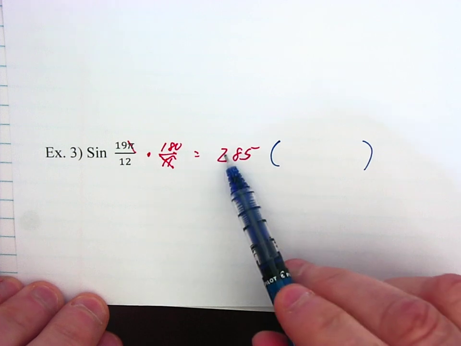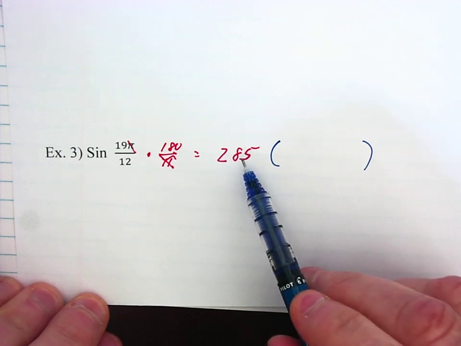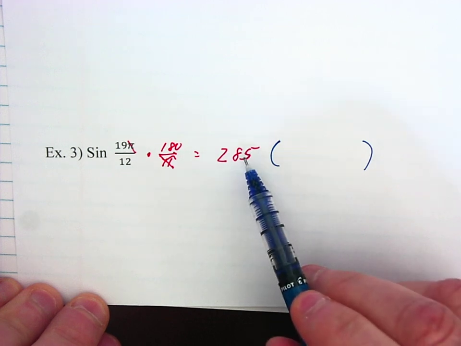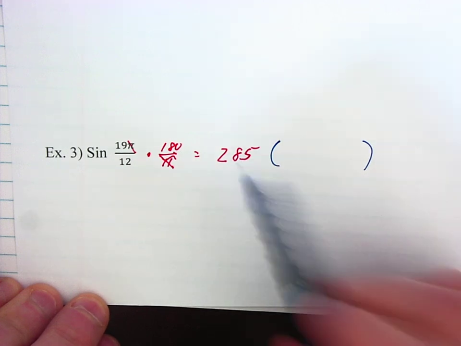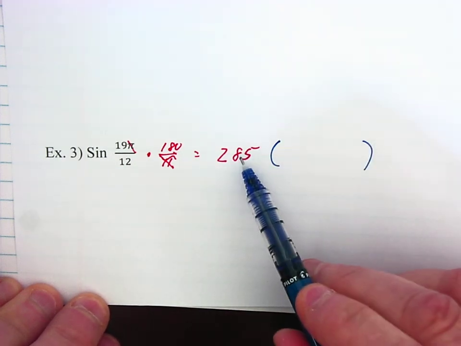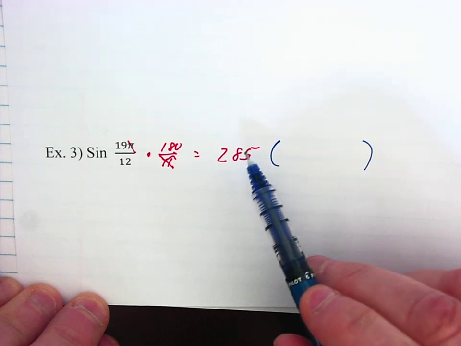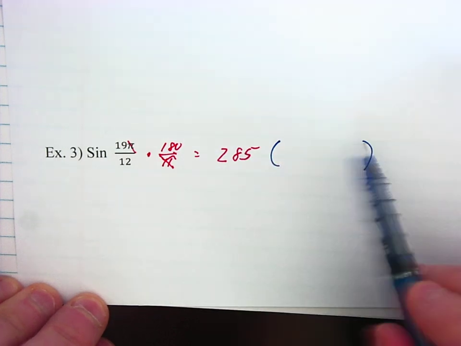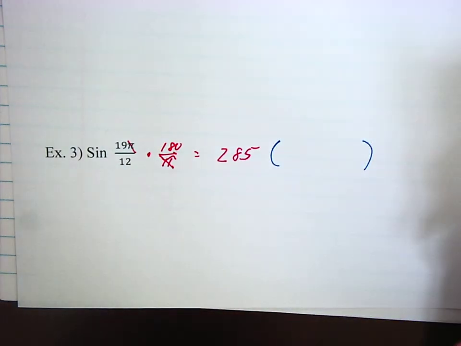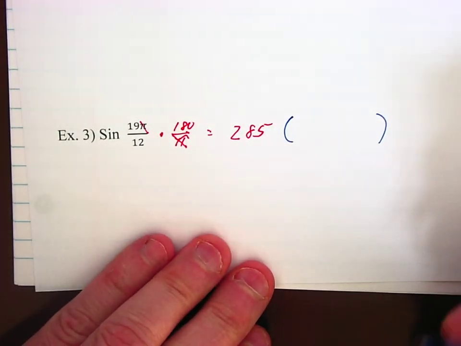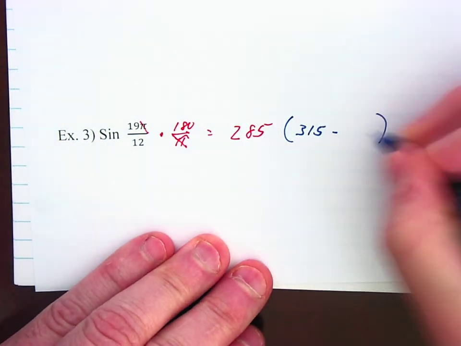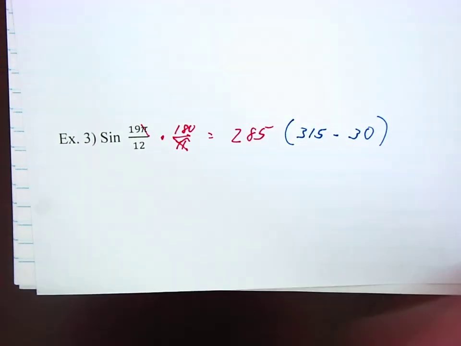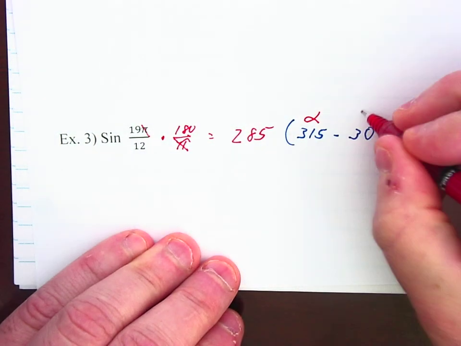But if I added 30 to this, that gives you 315. And 315 is from the unit circle, so you could use that as an option. So you'd have 315 minus 30 would give you this. And there's a lot of ways you can do it. You could do 225 plus 60. You just have to find two angles from your unit circle that add up to be 285. So in this case, maybe I use subtraction. I'll go 315 minus 30.